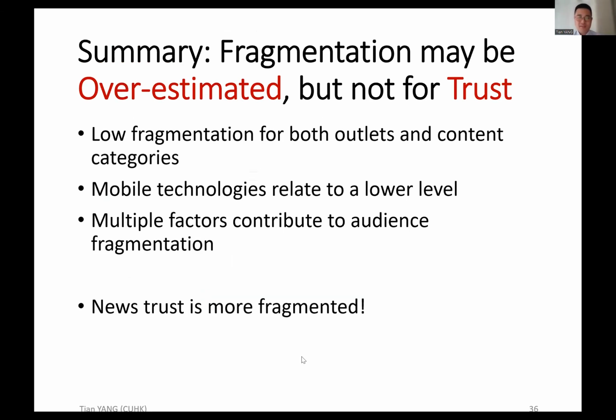Okay, so let me sum up what we have today. I leverage network tools to investigate under what condition we can observe audience fragmentation, and then try to investigate the factors that explain this dynamics. There are low levels of audience fragmentation observed from the co-exposure network between both outlets and content categories. Meanwhile, we found that mobile technology plays a very important role in lowering the fragmentation level. We also find that a variety of factors contribute to audience fragmentation. However, we see some worrisome pattern from the co-trust network. It is more prominent there, and we may interpret that as a very dangerous signal.